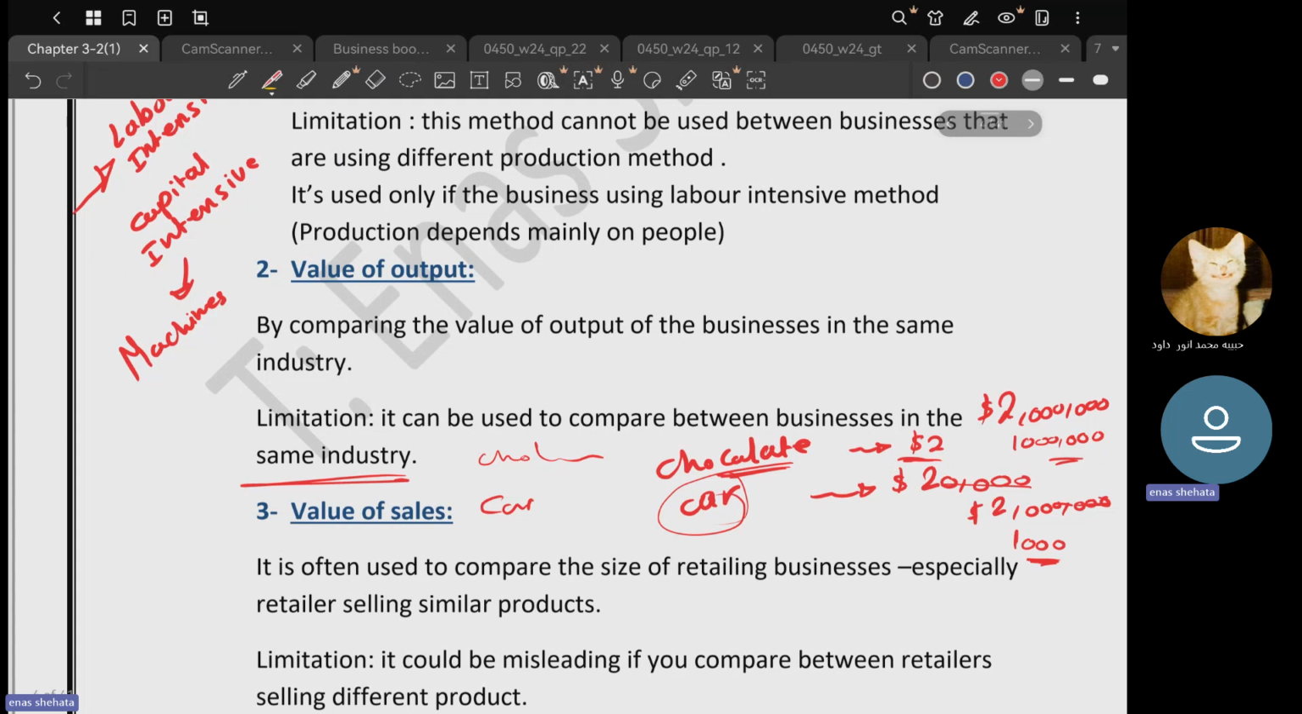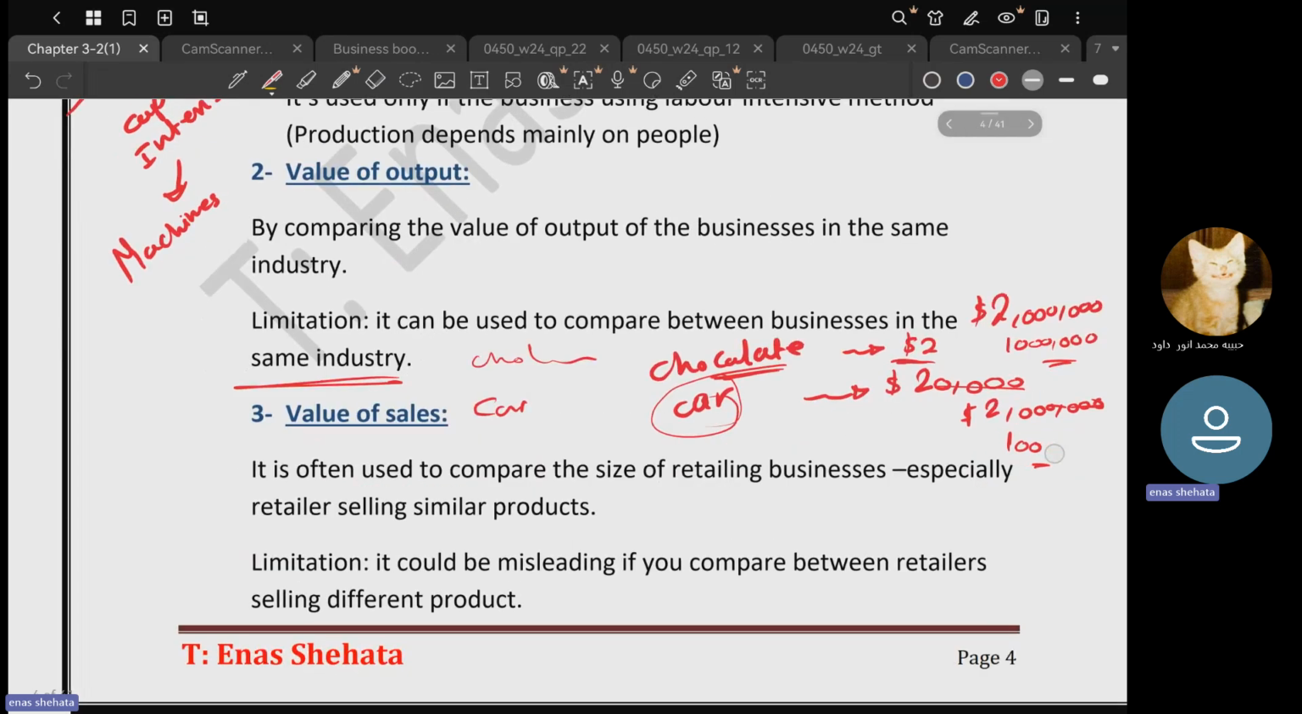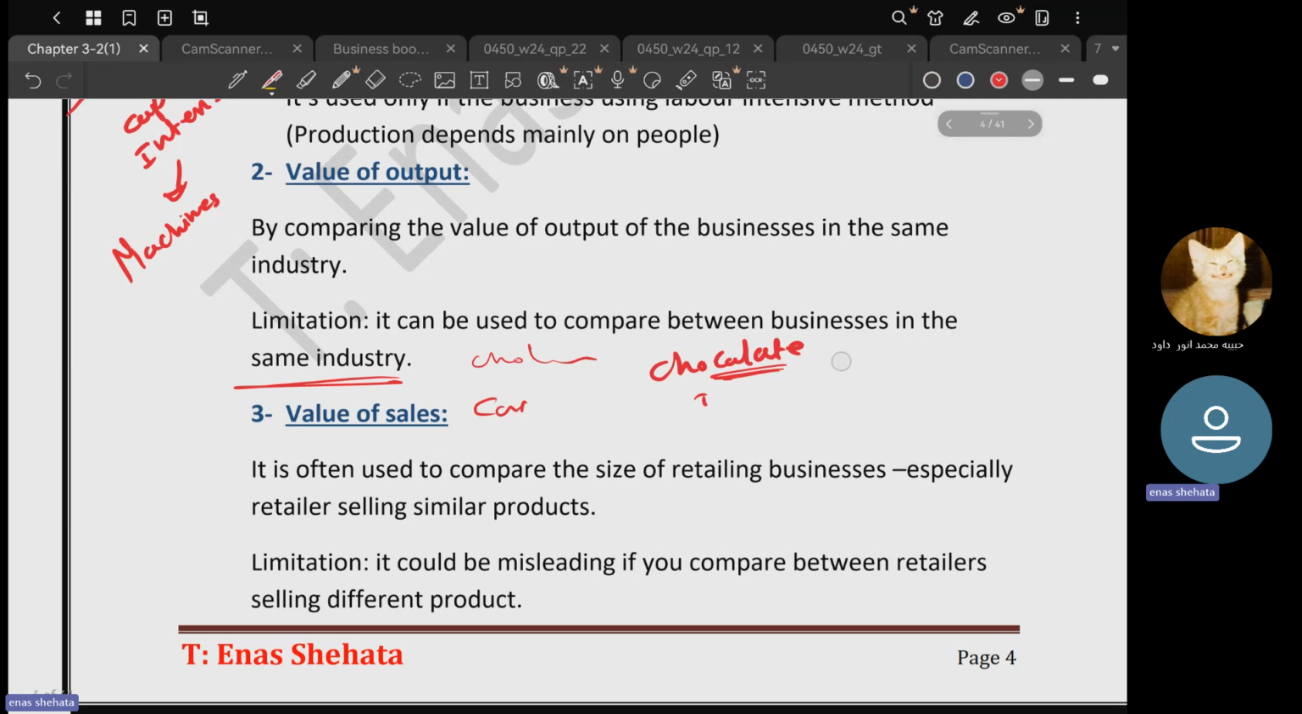Okay? Value of sales. Value of sales is used by comparing the amount of sales of each business. So I'm talking about retailers. What is meant by retailers? Retailers mean shops. So if you want to compare the value of sales of two different shops, they should sell similar products.